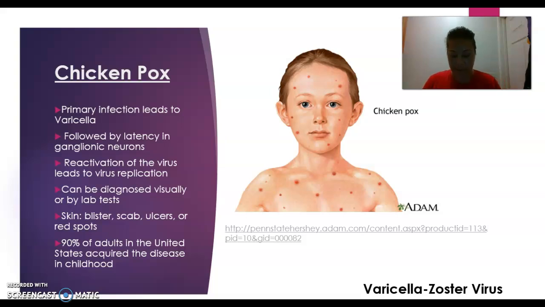Varicella is the primary infection that leads to chickenpox. Once the virus enters the body, it will remain dormant. Once the virus is reactivated, it leads to virus replication. It can be diagnosed visually by physician, or if unsure, lab tests can be ordered. Most often, you can visually see blisters, scabs, ulcers, and red spots, just like here on this image. 90% of adults in the United States acquire this disease in childhood.